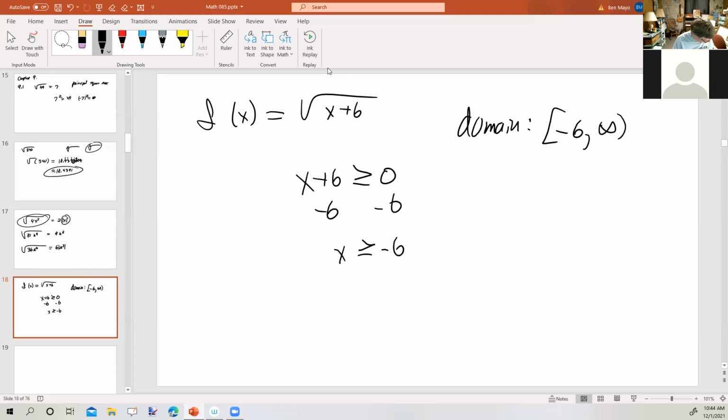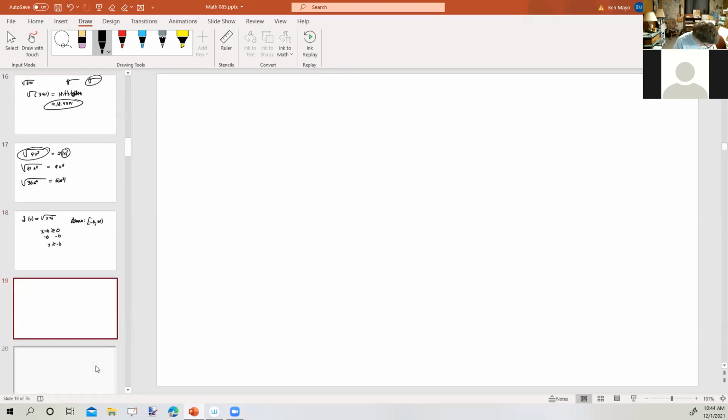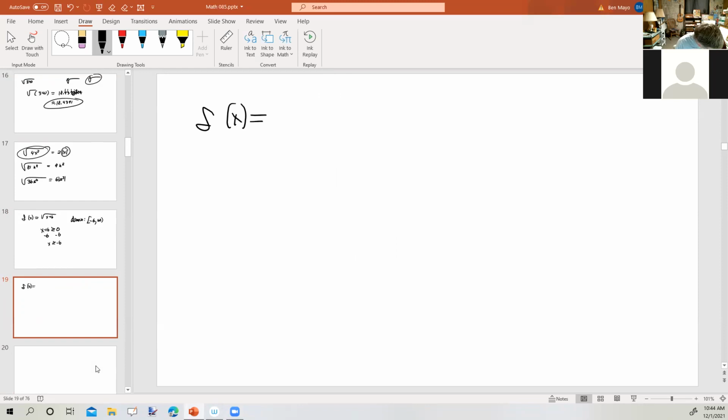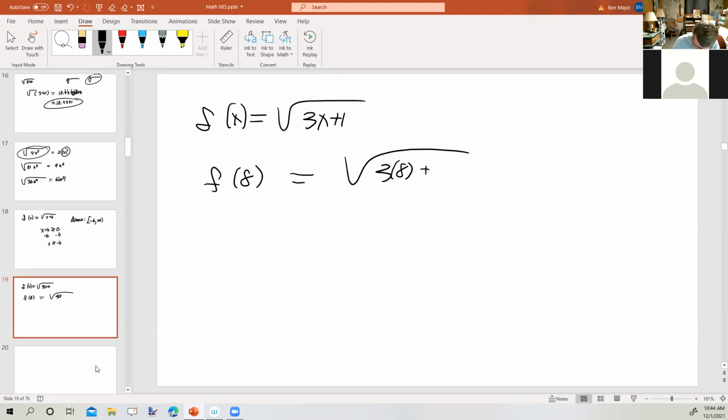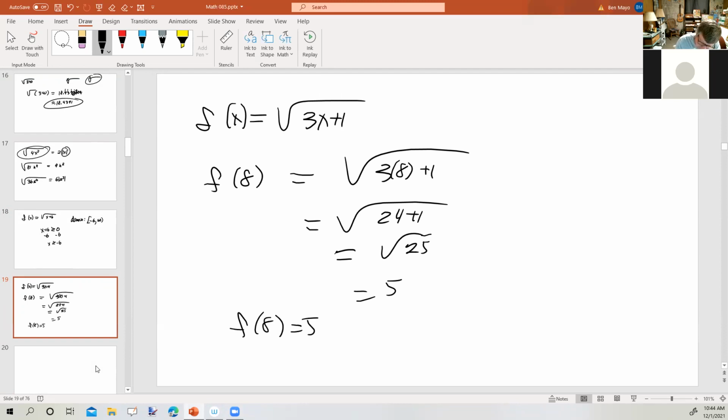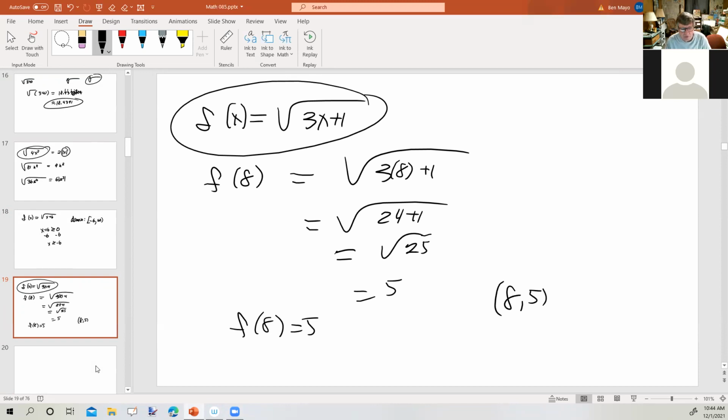Okay, let's see here. Find each function value. We've got f of x equals the square root of 3x plus 1, and we're supposed to find f of 8. So that would be the square root of 3 times 8 plus 1, which is the square root of 24 plus 1, which is the square root of 25, which is 5. So f of 8 equals 5. If we were to graph this function, the point (8, 5) would be an ordered pair, a point on the graph.